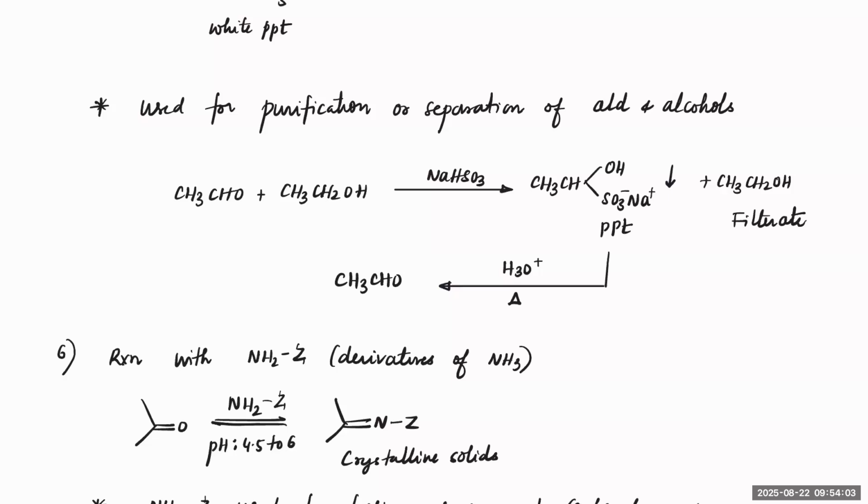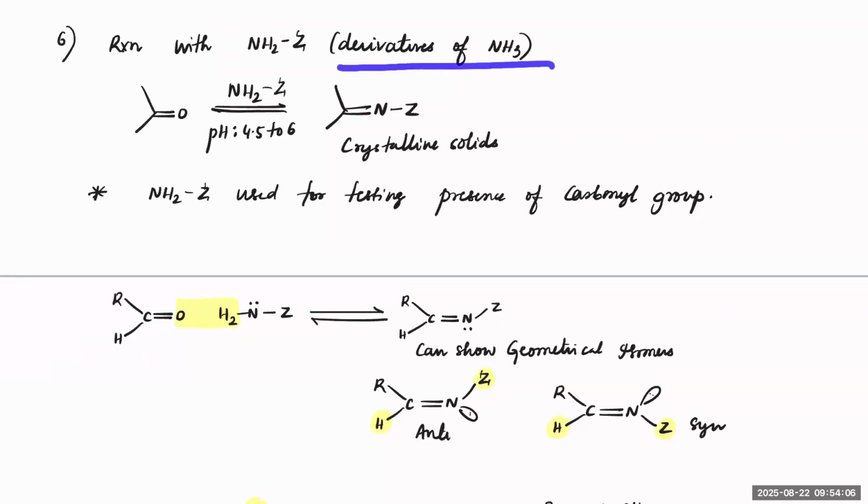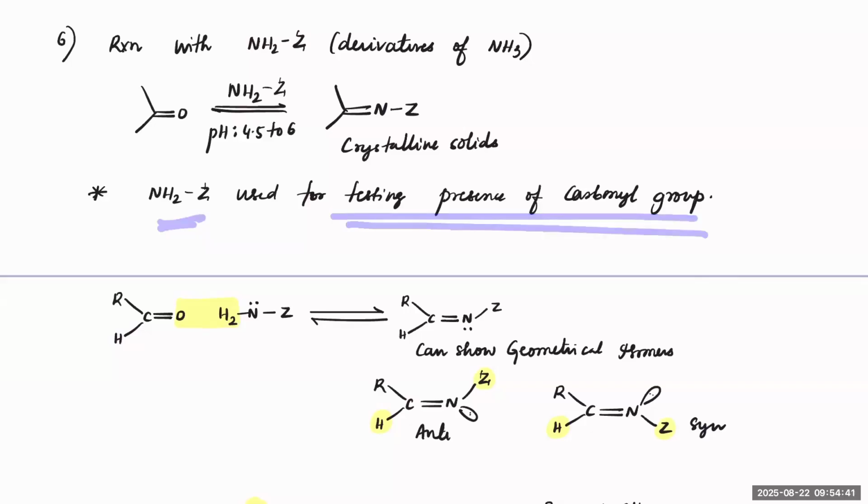Next reaction is with ammonia derivatives. Ammonia derivatives, as in we have NH2 with Z. What is this Z? Z is any group. It could be varying from hydrogen to alkyl group or any group. But the requirement is we should have NH2 here. In that case, this H2 and oxygen will be dehydrated or condensed to form a C double bond N bond. And usually these compounds are crystalline solids. And NH2Z is a very important test used for the presence of carbonyl bonds, whether there is an aldehyde or ketone present or not.